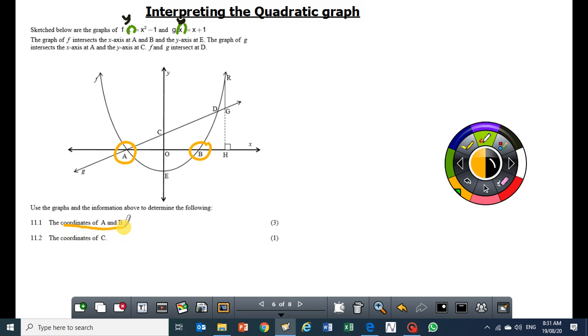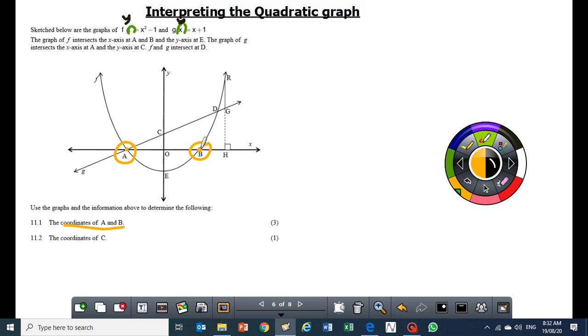So here we want to find the coordinates of A and B. Okay? Now, if you want to find the coordinates of A and B, first thing that you must ask yourself, what is the value of y here? What is the value of y there? Because the coordinates are going to be x values, and there's going to be a y value. But we don't know the x value, okay? The x values are not given. So the best way is to say, what is y at that point?